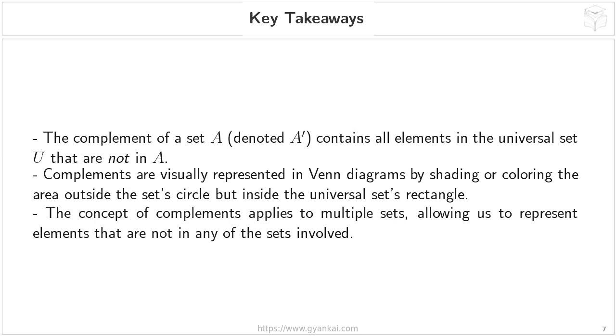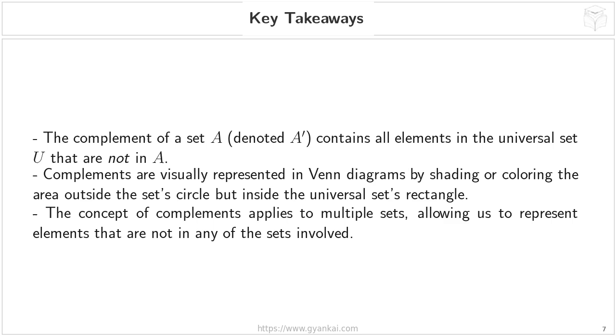Finally, and this is important as we start looking at more complicated diagrams, the idea of complements isn't limited to just one set. The concept applies perfectly well when you have multiple sets. It allows us to represent, visually and mathematically, all the elements that are not in any of the sets we're considering. This will be particularly useful when we start looking at the complements of unions and intersections, which we'll cover shortly. Let's recap what we've learned about complements.